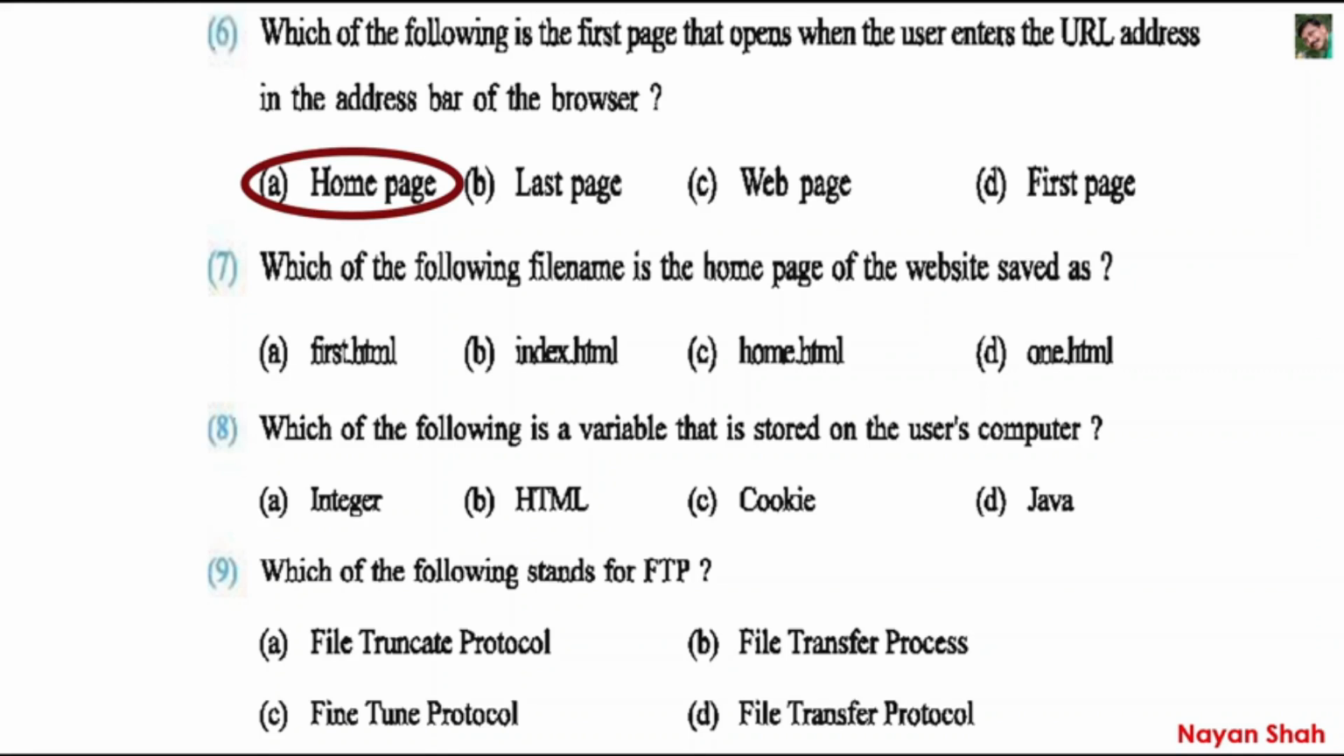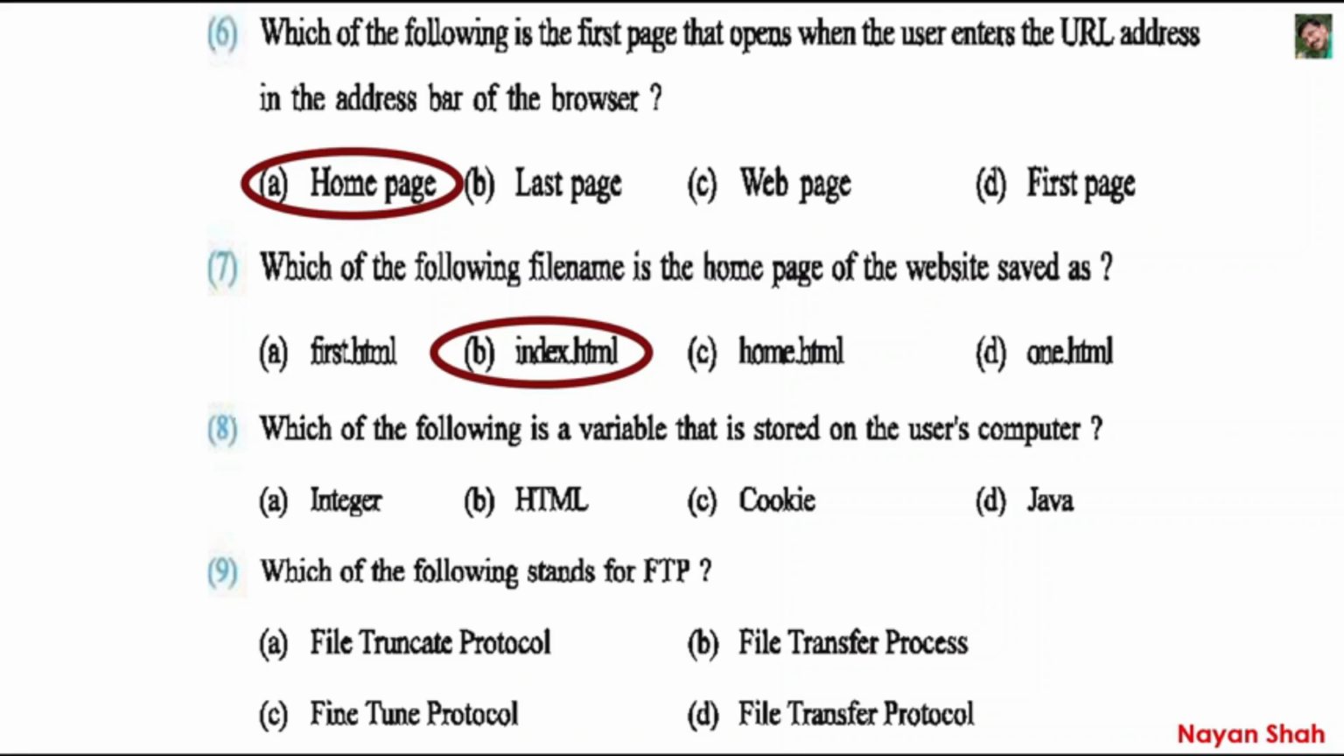Even the seventh question, which we are going to do now. Which of the following file names is the homepage of the website saved as? You know that every website has one page which acts as a home page. How does the browser know which page out of hundreds of pages of a website is the home page? So the browser understands that the file which is saved as index.html is considered as the home page of the website.